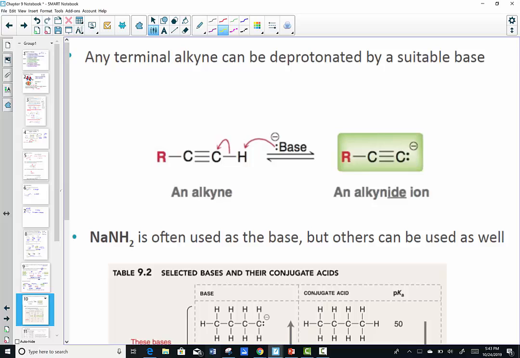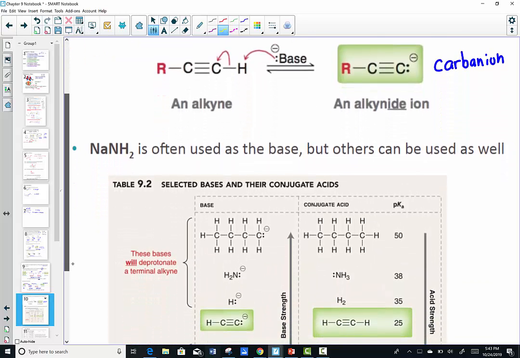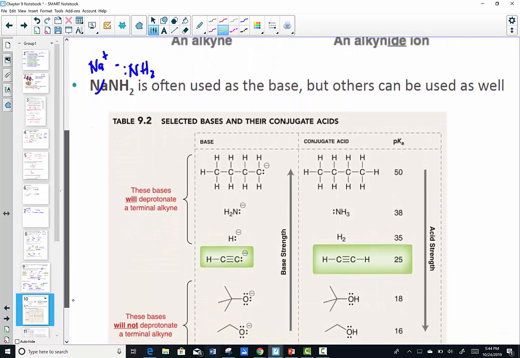Here's a quick picture, in the current chapter, of a pKa chart. So notice that this is the negative ion, the carbanion, which results after the acetylene has been deprotonated. And so NH2, and just remember, Na is nothing but a spectator. It's the NH2 that really serves as the base to deprotonate the terminal end of an alkyne. But it's not the only one.